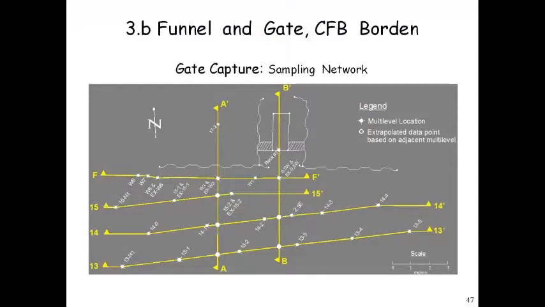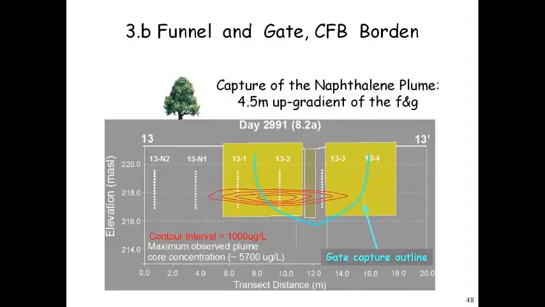A number of monitoring wells existed in rows up gradient of the funnel and gate system. We looked particularly at row 13 to design where we should put the system. We installed some additional monitoring along row FF to see where the plumes were going if they did go around the gate. We'll show you that in a moment.